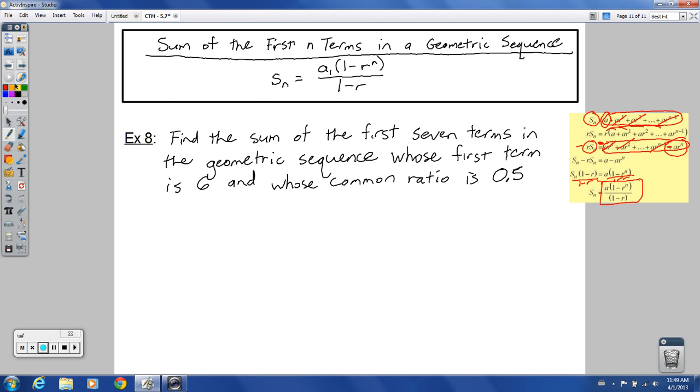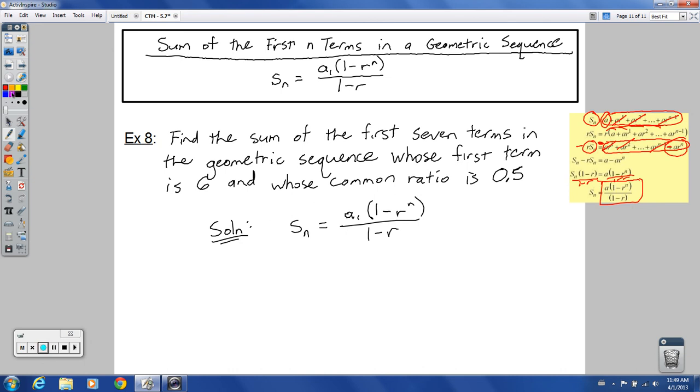Let's label our parts here. Let's write down the formula first and then we'll label our parts. So the solution, let's write the general formula again. The sum of the first n terms of a geometric sequence is the first term times 1 minus r to the n power, over 1 minus r on the bottom.